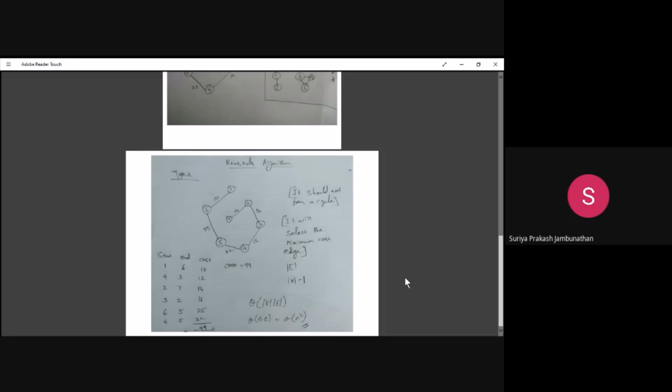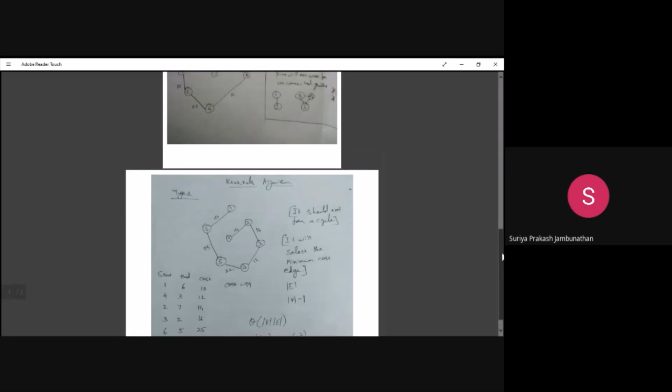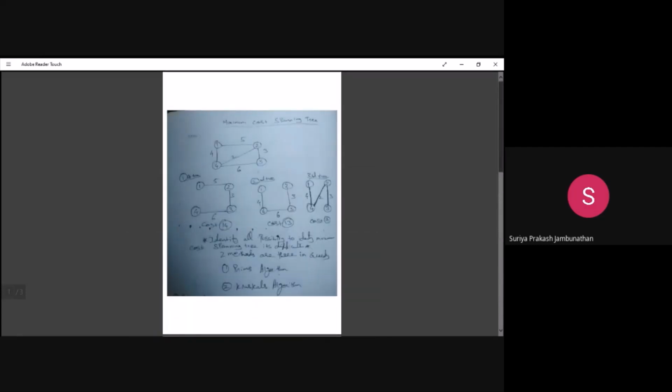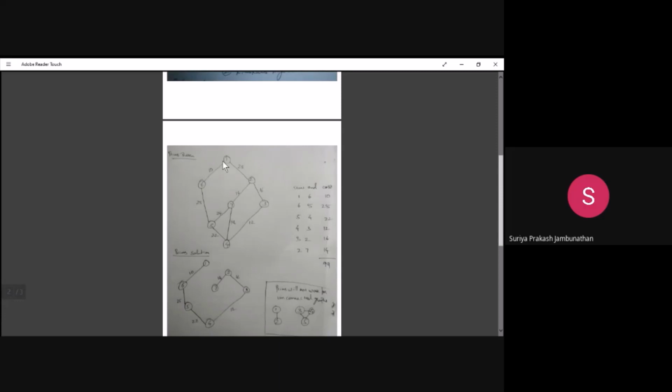So here let's see Kruskal's. Here Kruskal's also will not form a cycle. So how are we making Kruskal's? In Prim's, we start from the linked nodes, whatever the link from 1 to 6. From 6 we identify the next least node, and then from 5 we identify the next least node. It will form like a tree.